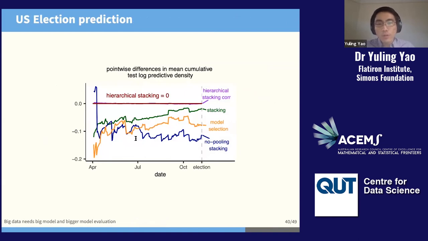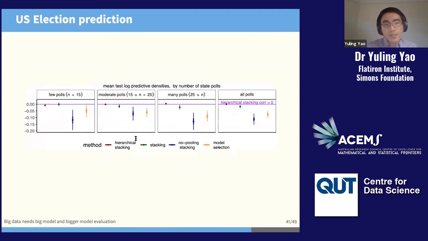And this is the example of the election forecast. If we run this hierarchical stacking, it's always better than other stacking, or model selection, or no pooling stacking. Although in this case, the prior correlation seems to be not very useful. It's quite close to the independent prior specification. But we just get much better prediction results. So it seems if you can do hierarchical stacking, it's always a better thing to do than just selecting one model.